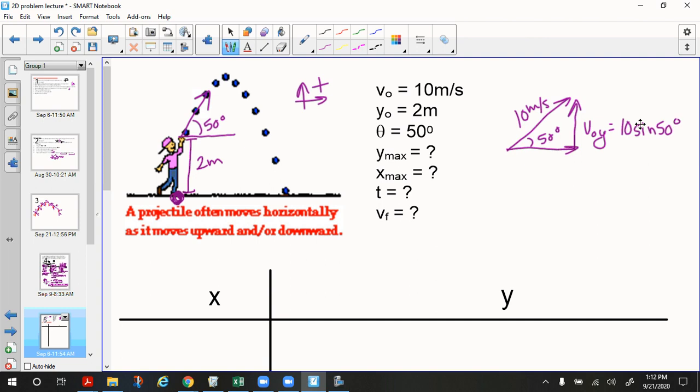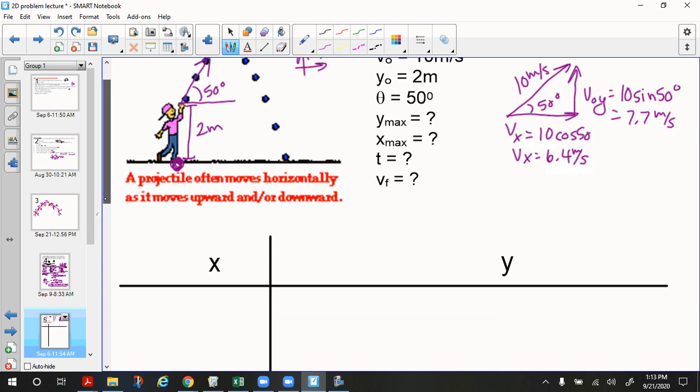So that gives us, I cannot read my printout. Let me redo my calculation there just to make sure I have the right answer. So that's 7.7 meters per second. And then the x direction velocity is equal to 10 times the cosine of 50. And so Vx is equal to 6.4 meters per second.